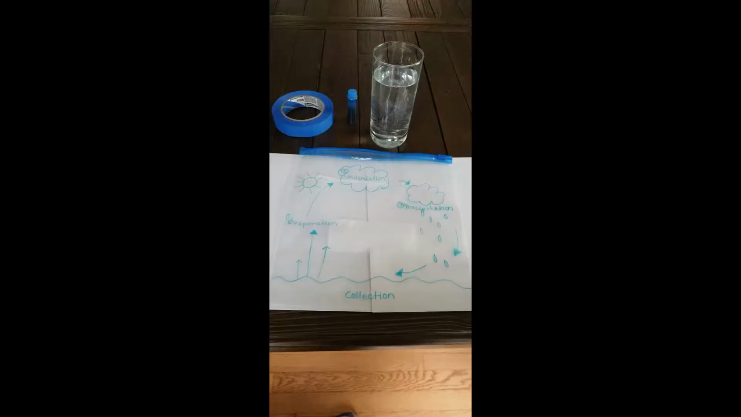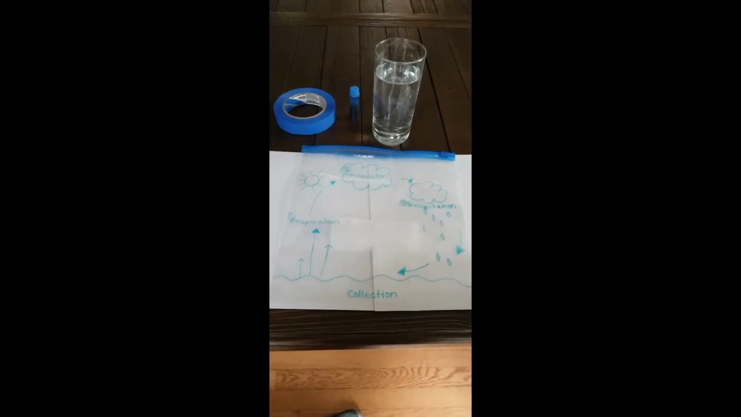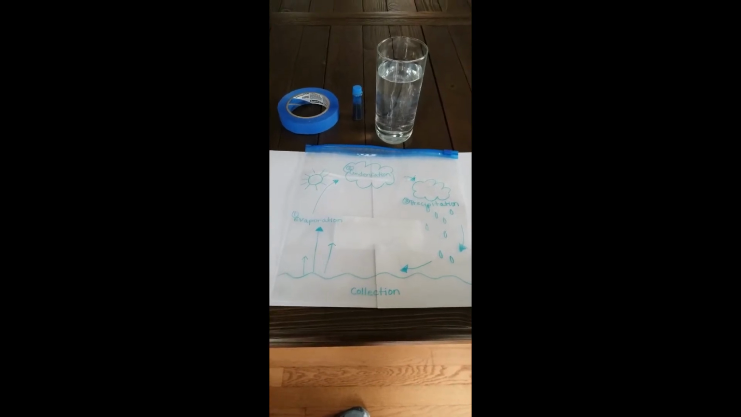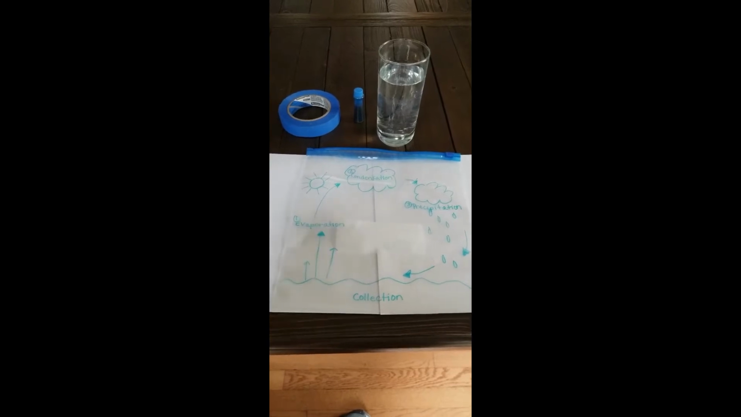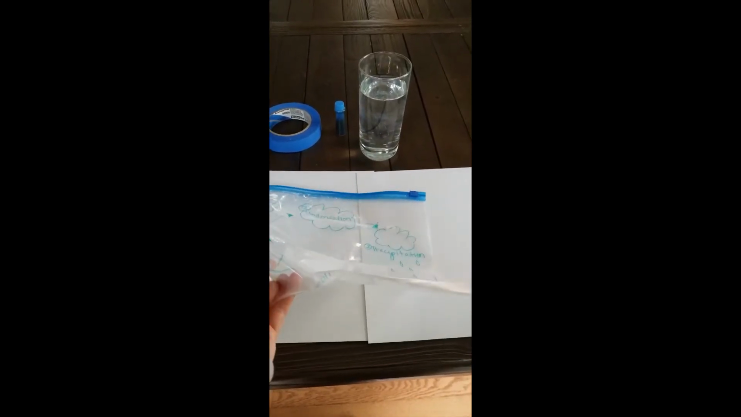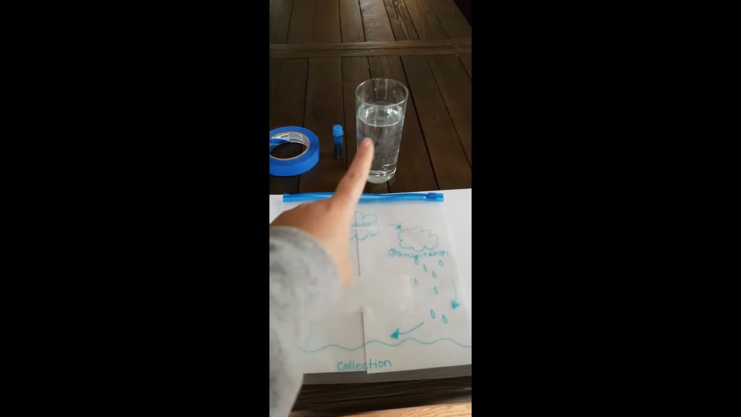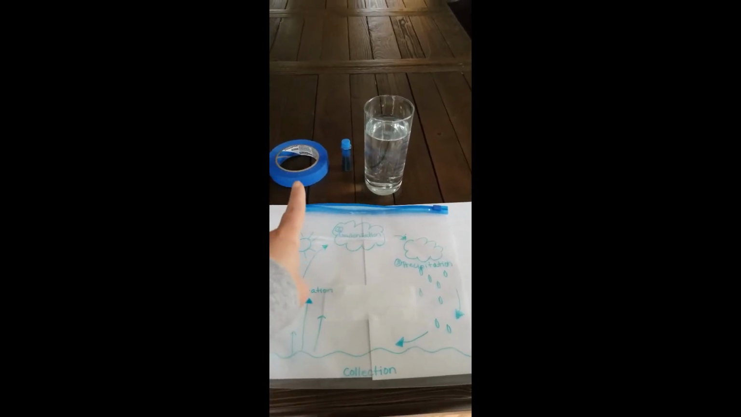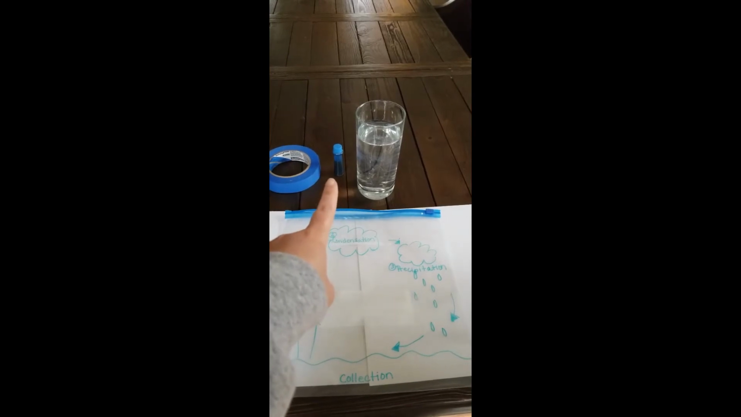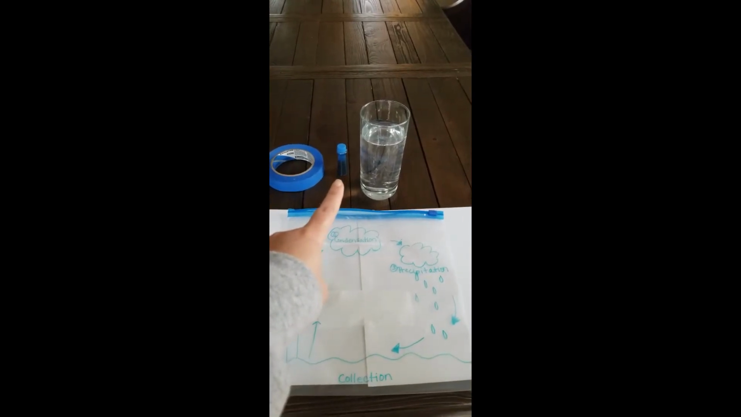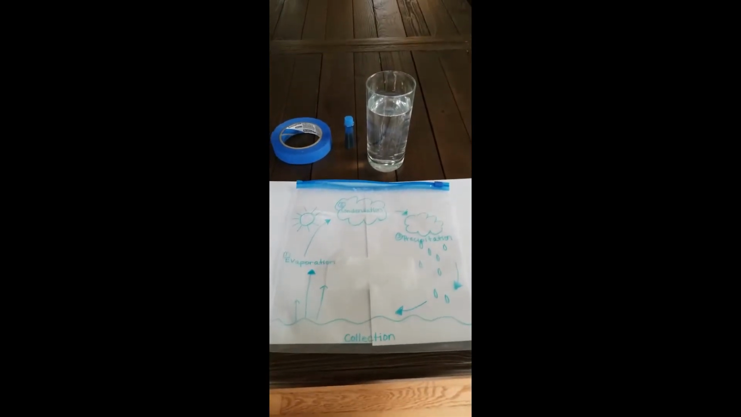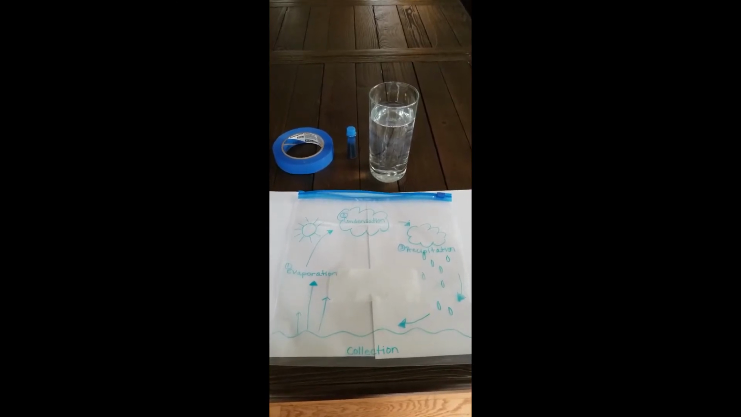Okay friends, so now we are going to make our own water cycle. All you need is a gallon size, or even smaller, Ziploc bag. You need some water. You need some tape to hang it in the window. And some food coloring. Now the blue food coloring is optional. That just helps you see the water once you have put it in your bag.